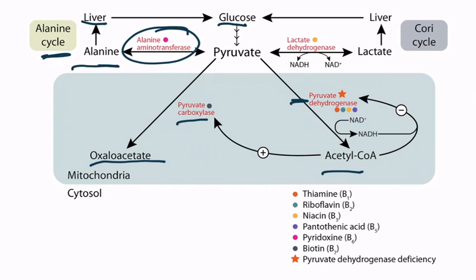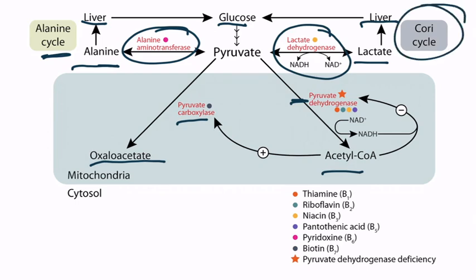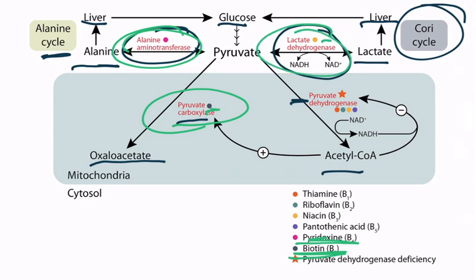Finally, pyruvate can be converted into lactate, which occurs under anaerobic conditions through the enzyme lactate dehydrogenase. The lactate can then go back to the liver and be converted back into glucose via gluconeogenesis. This process is called the Cori cycle. Notice that pyruvate carboxylase requires vitamin B7 as a cofactor. Also notice that alanine aminotransferase requires vitamin B6, lactate dehydrogenase requires vitamin B3, and pyruvate dehydrogenase requires several cofactors, which you can see right here. We'll talk more about this in a minute.